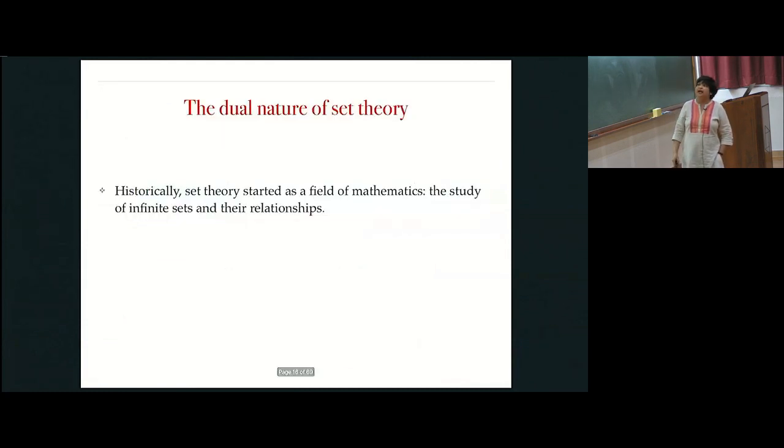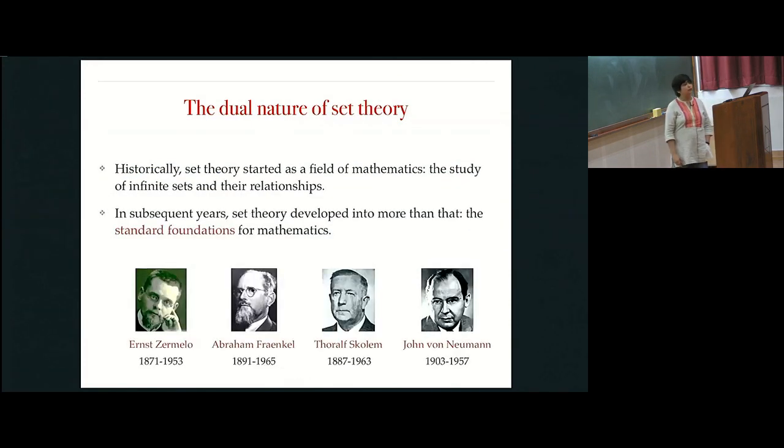So how did it go? Historically, set theory basically started off as a branch of mathematics studying infinite sets and their relationships. But subsequently, it also had another role to play in mathematics: it gives rise to a foundation of mathematics, also known as the standard foundations of mathematics. A few people who contributed to that side of set theory as foundations of mathematics were Zermelo, Fraenkel and von Neumann. And they developed something called axiomatic set theory. What are those axioms of sets?